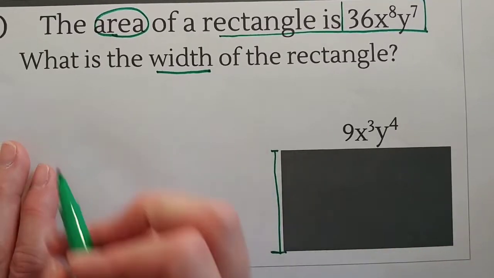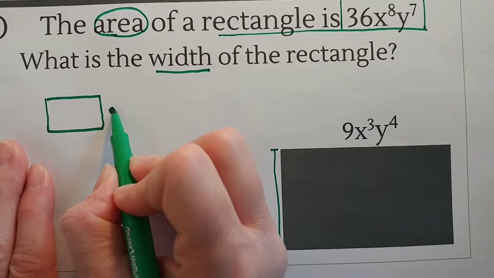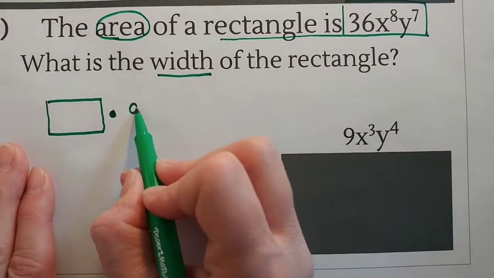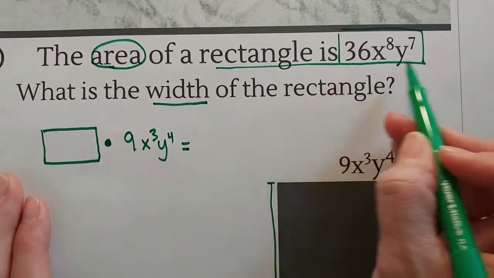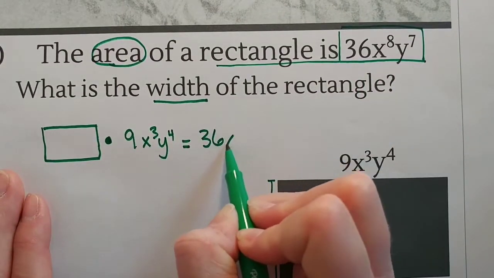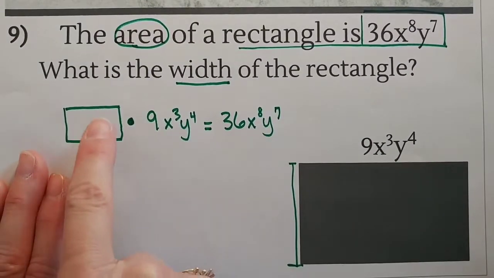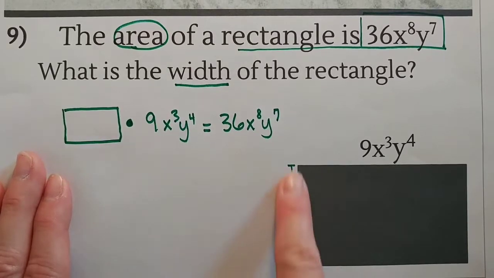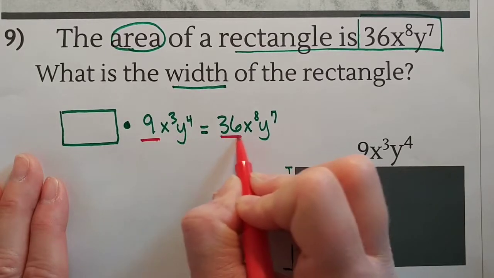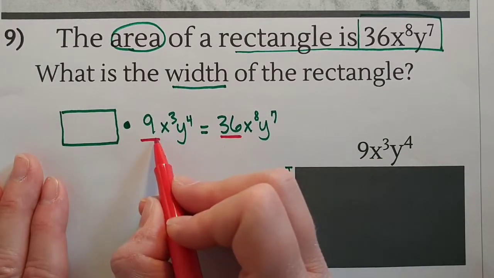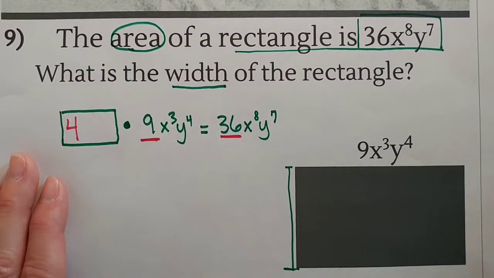So if I write this out, I can say that the width, which is unknown, times the length, which is right here, equals the area. And what I'm trying to find is this missing width. So what's the width? What number multiplied by 9 gives us 36? Well, that would be 4. Now I need the variables.